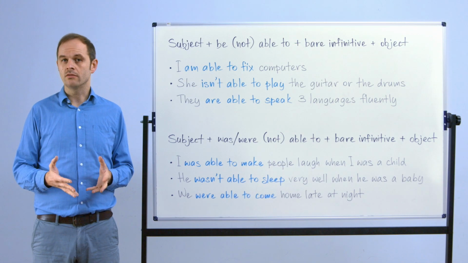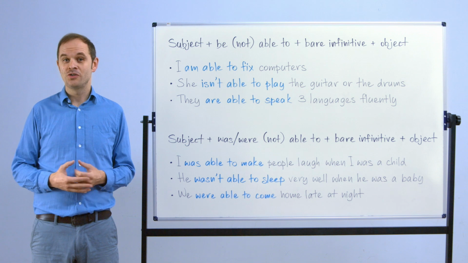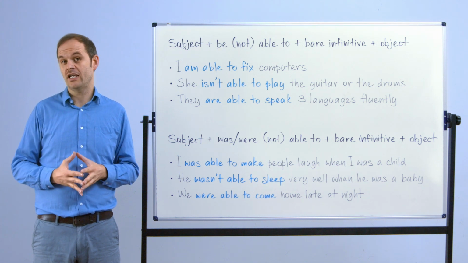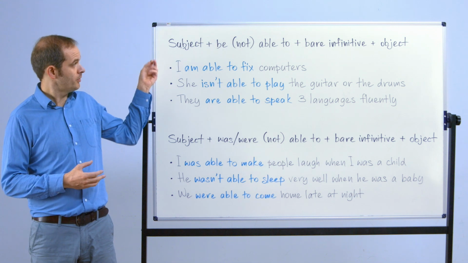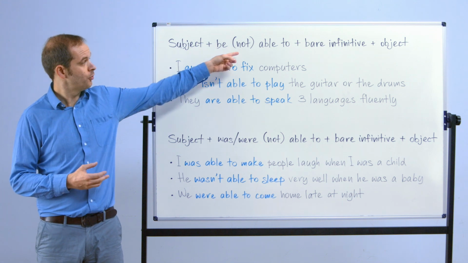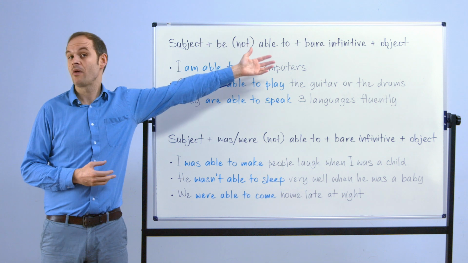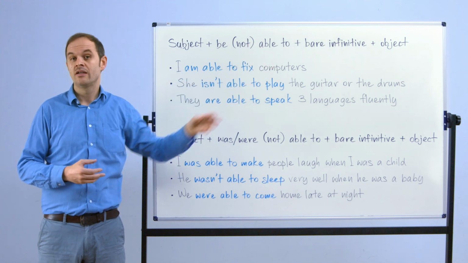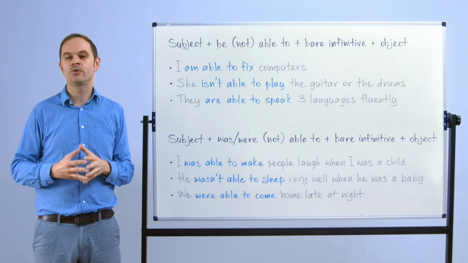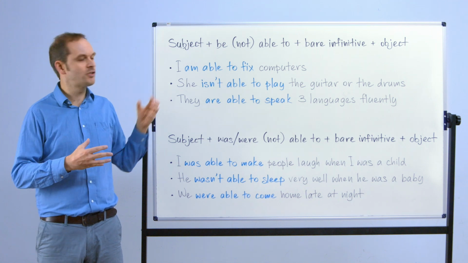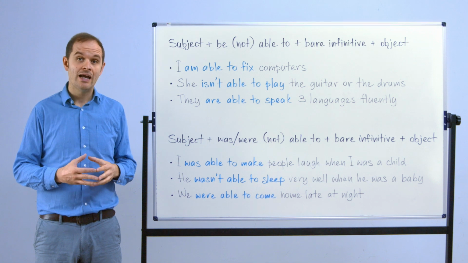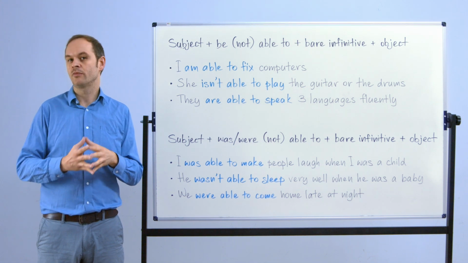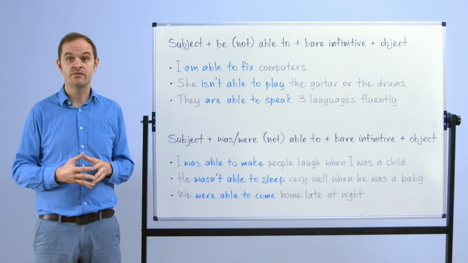So as we've seen, students can use can too much. And an alternative to can is a sentence that uses be able to. For example, subject, be or not able to with the bare infinitive and the object. Now the difference between can and be able to isn't very big, but be able to is quite useful because it offers an alternative, a bit of variety, and is more flexible when we're dealing with the past and the present in terms of ability.